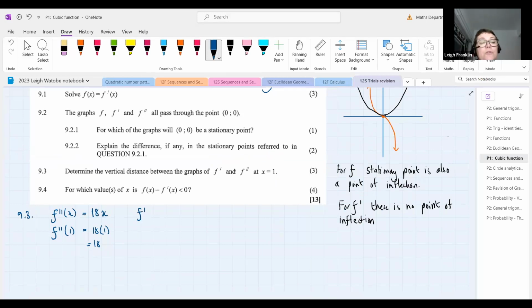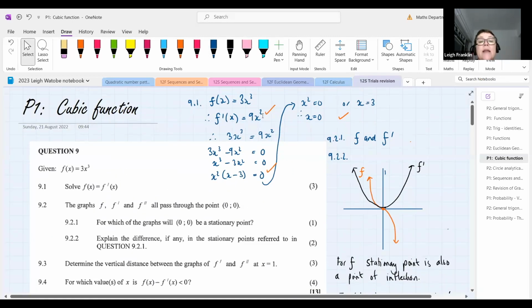For our first derivative, we also want to sub in 1. Remember, its equation was 9x squared. We've got that up here where you can see my mouse.